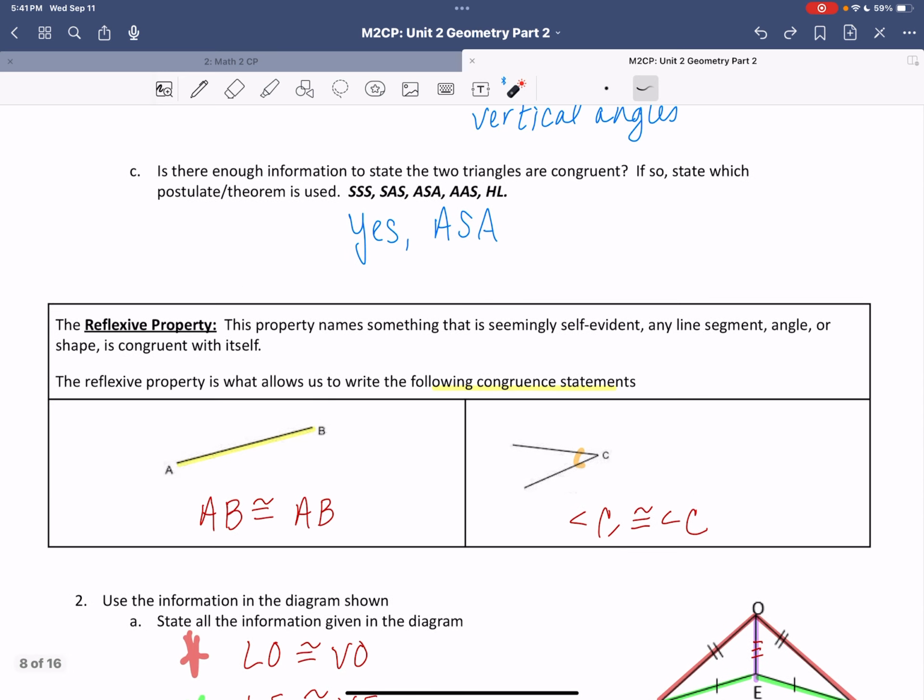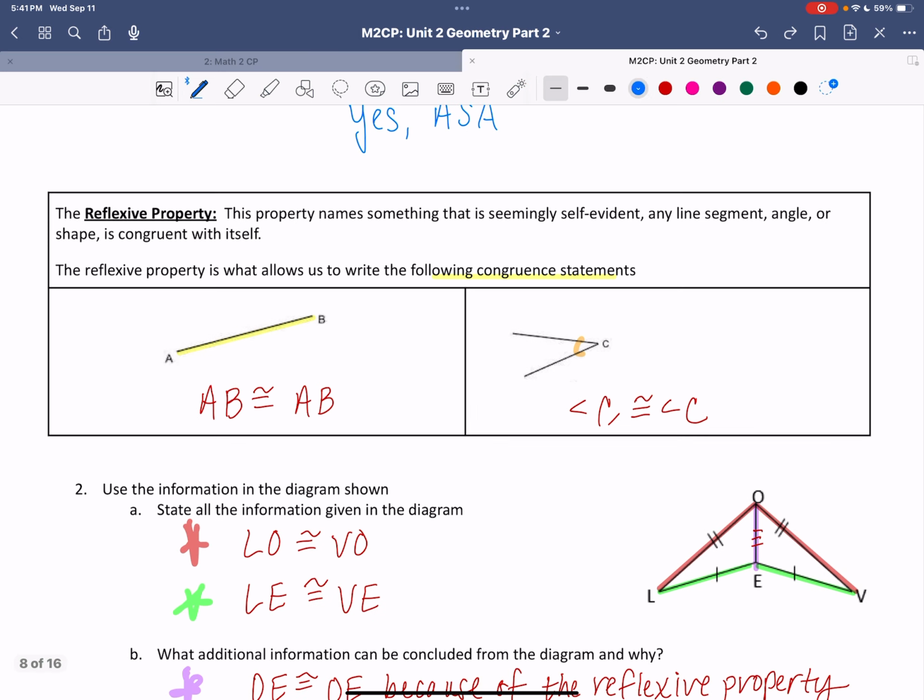All right, next up is what is called the reflexive property. And it's a property that names something that is seemingly self-evident. So if it's seemingly self-evident, I like to go, it's the duh. It's almost too easy because it's obvious of what it is. So it can be any line, segment, angle, or shape is congruent with itself. Well, if it's congruent with itself, that means it's the same thing. So reflexive properties allow us to write the following congruent statements.